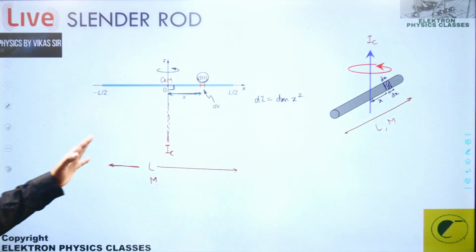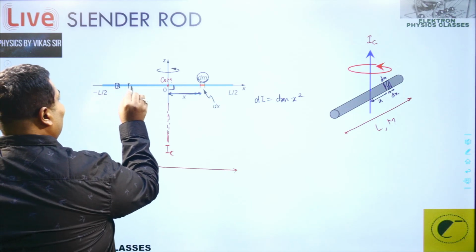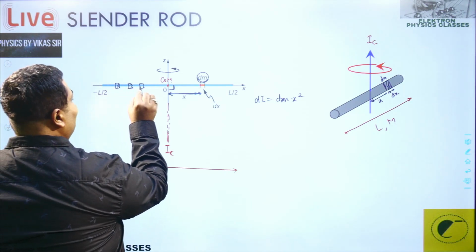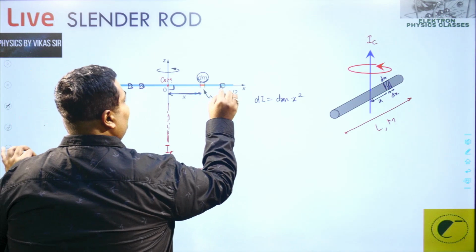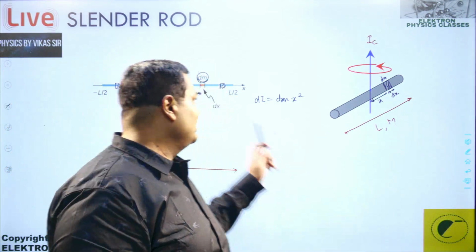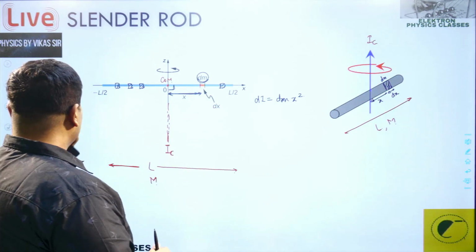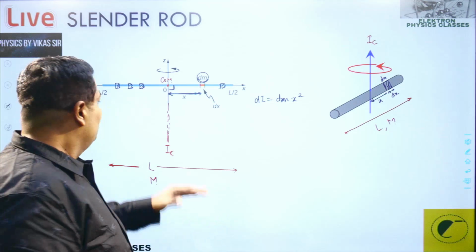And if we integrate this, see, there are so many particles. There are particles here, there are particles here. So it's not a discrete distribution anymore. Everyone is having a different distance. So we need to represent one particle. That's our elementary particle dm, and the distance of this is x. And then we integrate this from this end to this end.